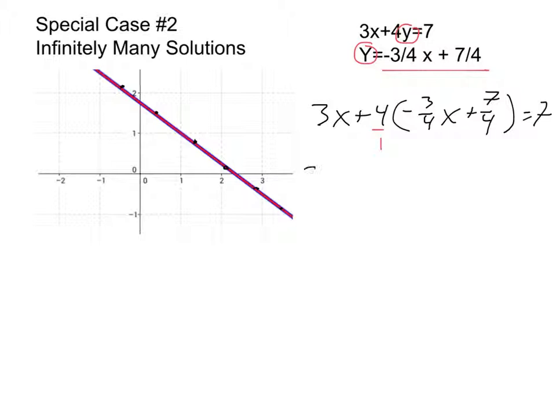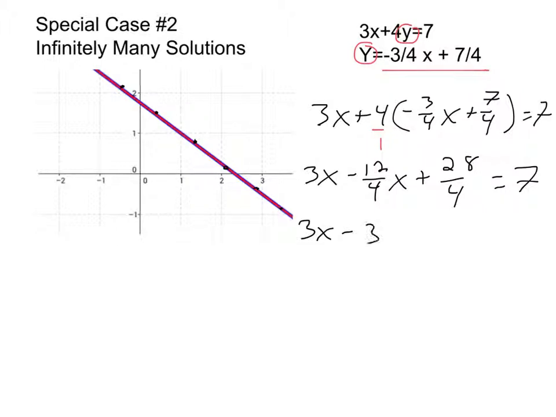My 3x will come down exactly the same. Then when I do 4 times negative 3/4 x, that's going to become minus 12/4 x. Same thing over here with the 4 times 7/4. That's going to become plus 28/4 equals 7. Now those fractions are fairly convenient because they reduce. 12/4 x is 3x. 28/4 is 7.